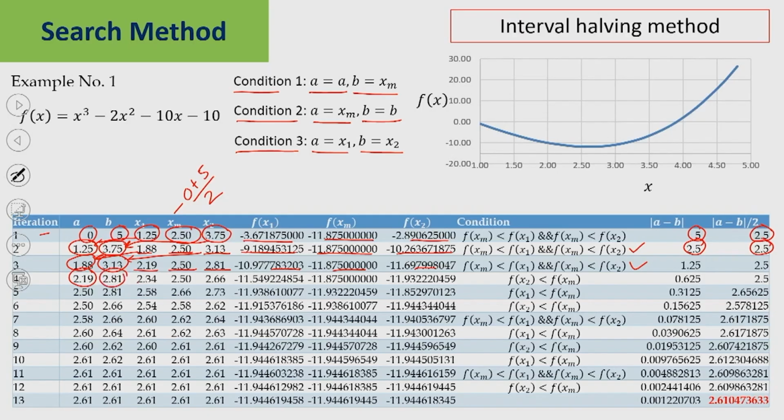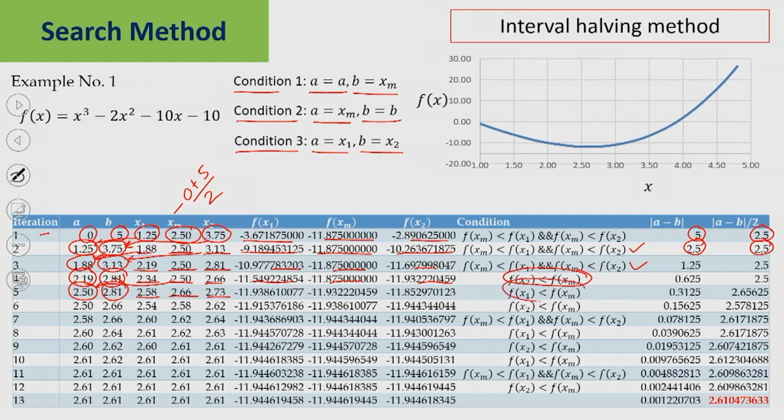Again you calculate x 1, x m and x 2, and you also calculate the function value, and in this case the second condition is true. So, second condition is true means A equal to x m. Therefore, in the next iteration A equal to x m, and B will not change. So, B is 2.81. Then again you calculate your x 1, x m, x 2, and the function value.